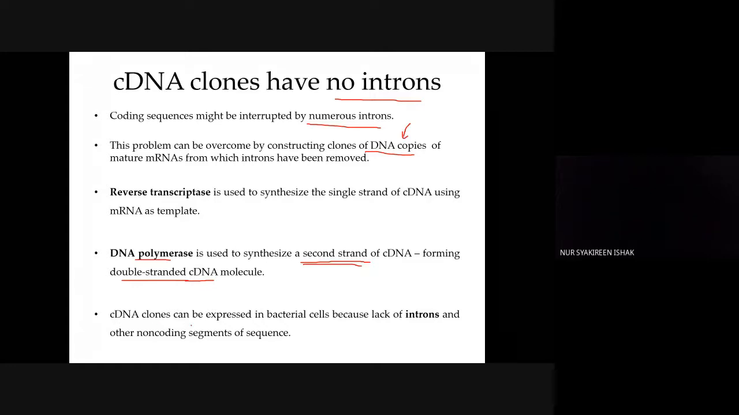So cDNA clones can be expressed in bacterial cells because they do not have any introns. It does not have any non-coding sequence. So that's why you can clone cDNA into plasmid. Plasmid, you have to remember, is double-stranded circular DNA of bacteria. So you cannot insert mRNA into the plasmid. You have to produce a double-stranded polynucleotide, in this case the cDNA molecule. Then only can you insert the DNA into the plasmid to clone the gene.